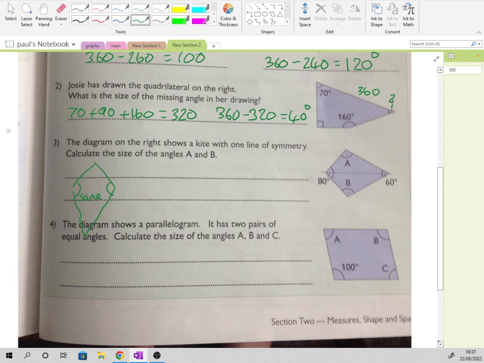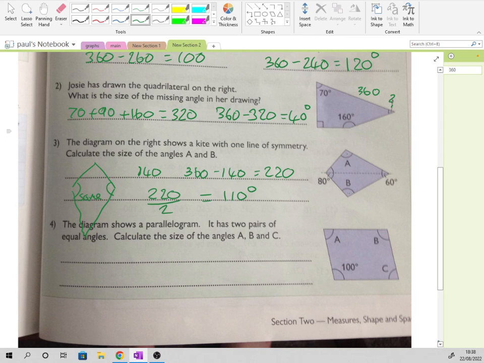So we've got 80 and 60 that we know about. So add those two together, gives us 140. So then we do 360 minus 140, which equals 220. So 220 is shared out between A and B. A and B are exactly the same. So 220 divided by 2 equals 110. So the angles A and the angles B are both 110.